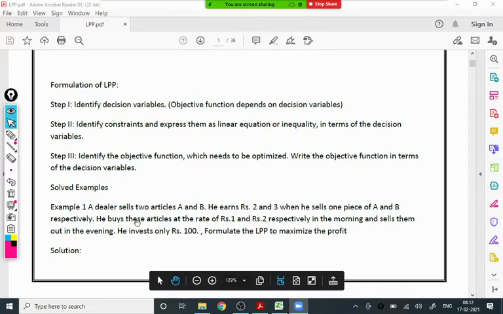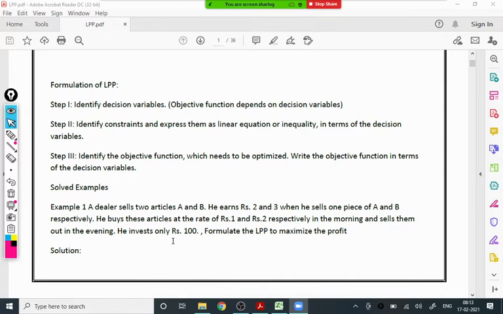Now go through this question. This is one of the simplest examples that you have. You should tell me, decide the objective function. First of all, objective function, whether it is of maximize or minimize.